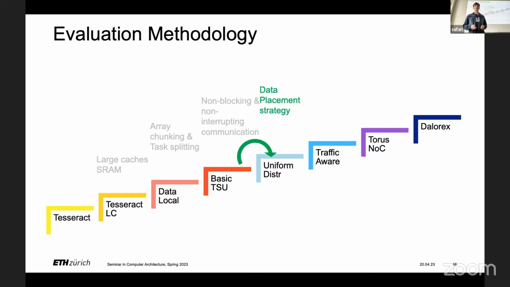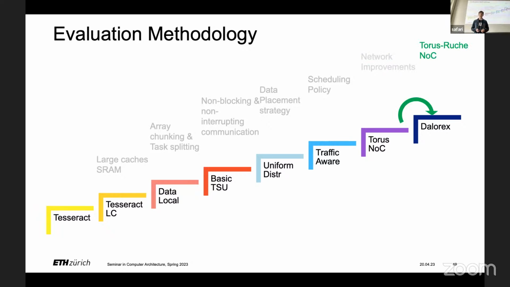Then comes also a uniformly distributed model that has a better data placement strategy. Then there is also the traffic-aware model that has the final task scheduling unit, the more optimized one. And at the end, we have the torus network-on-chip improvement. So instead of using the simple mesh network, you're going to use the torus one. And then you're going to have the full Dalorex evaluation model with the torus and ruche network.